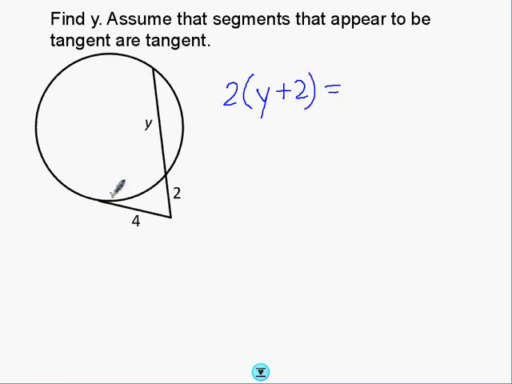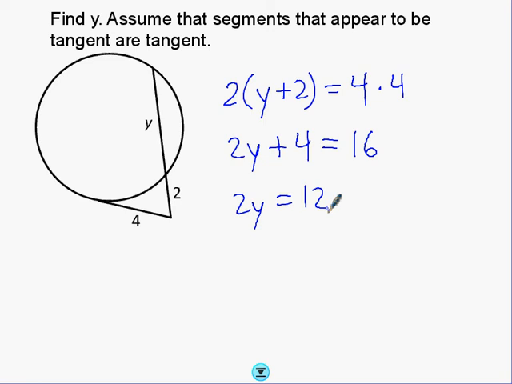Okay, and on the other one, it's a tangent. So the exterior part is 4, and the whole thing is also 4. Okay, let's clean up. We're going to distribute on the left side. And 4 times 4 is 16. Now we just subtract 4 and divide by 2. Y equals 6.